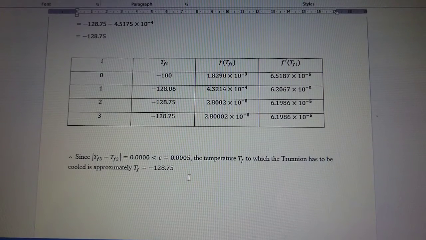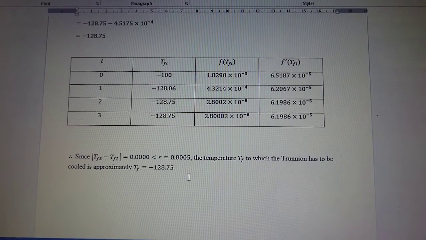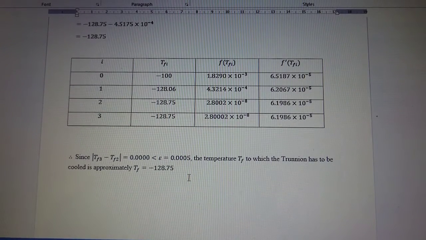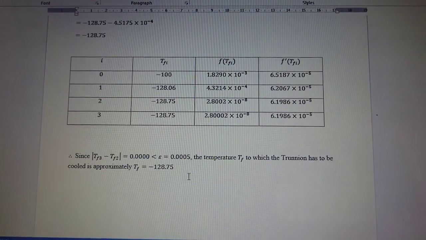I know it is a slightly different answer between the secant method and the Newton-Raphson method, but the final answer is merely the same. So that is the solution.